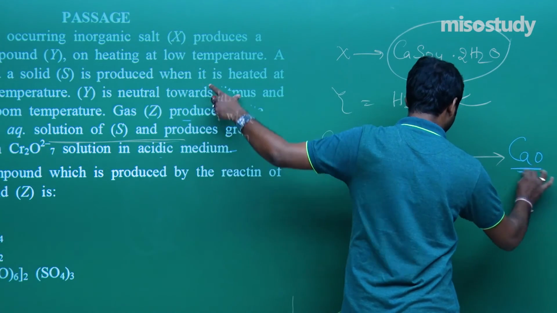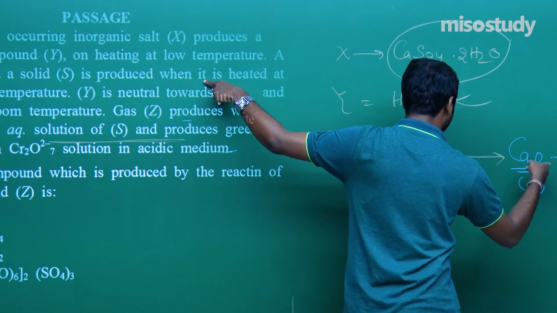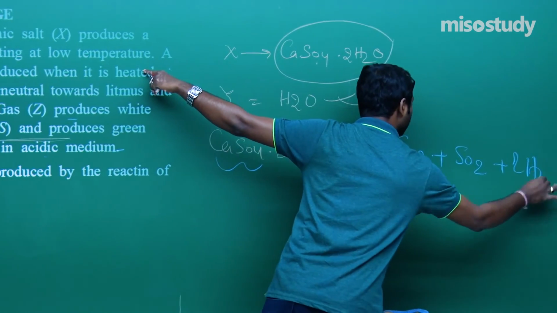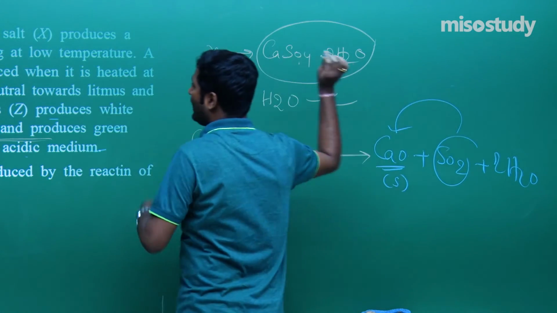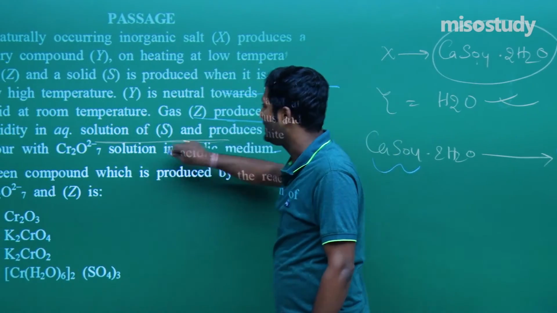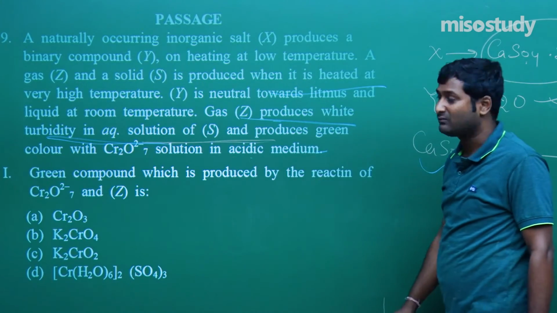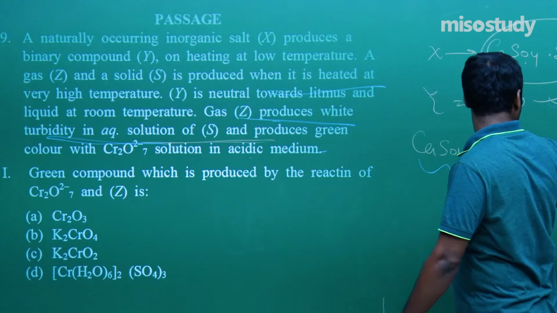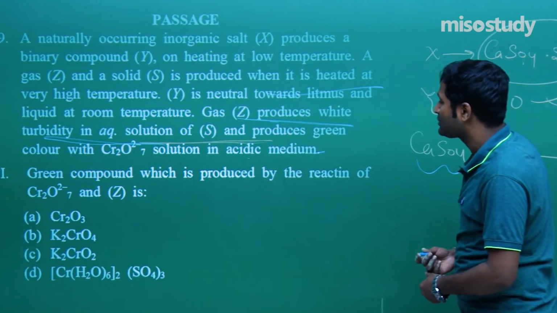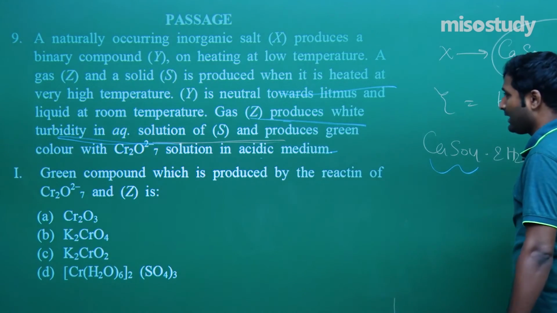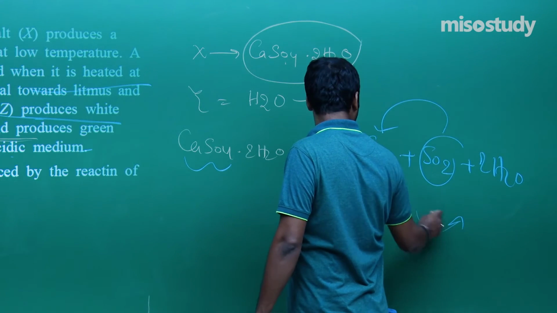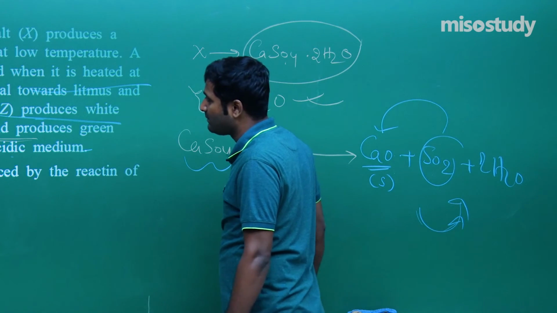This is solid. This one is not MgO. This cannot be Na2O plus SO2 plus 2H2O. It gives white turbidity when it is heated at very high temperature. The gas produces white turbidity. White turbidity appears when CaO is treated with an aqueous solution of S. Okay, aqueous solution of S, that is CaO plus H2O, and when applying SO2, white turbidity comes.